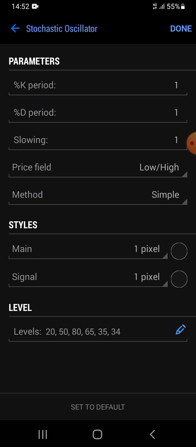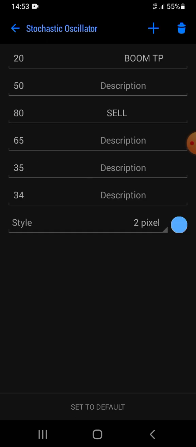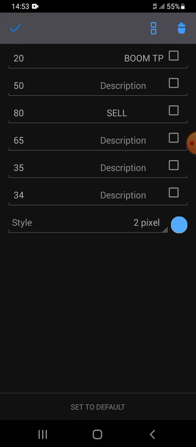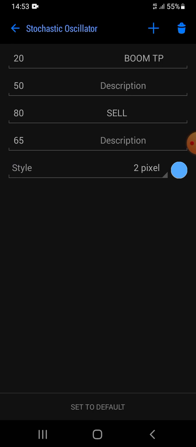The important thing we need for this stochastic oscillator is your levels. For your levels, you have 20, 50, 80, 65, 35, 34. All these are not really important, so I don't need all these ones. I'm just going to remove this. What's important is your 20, 50, 80. I can just leave that 65.